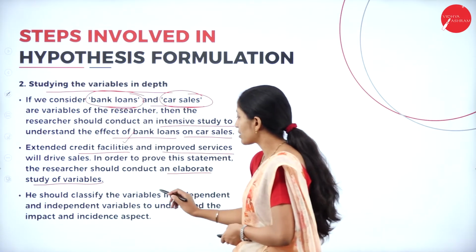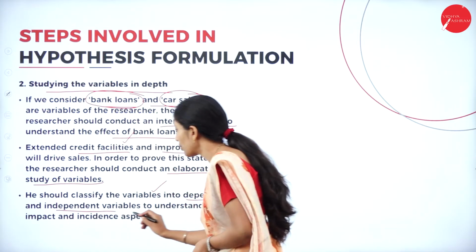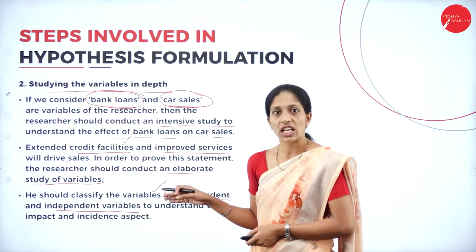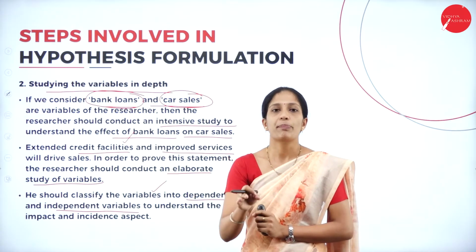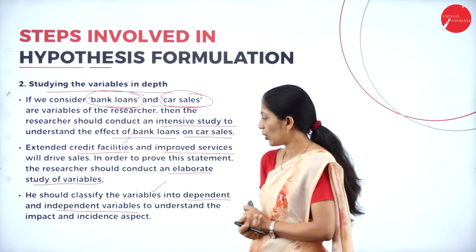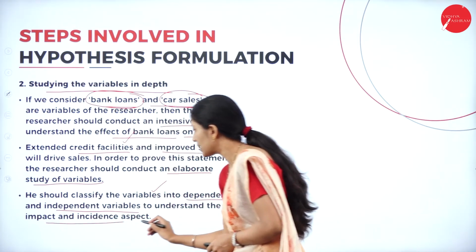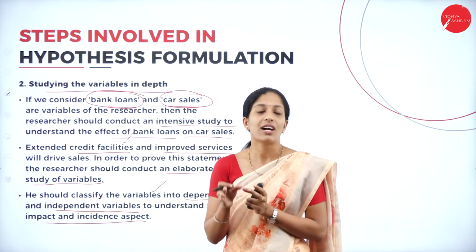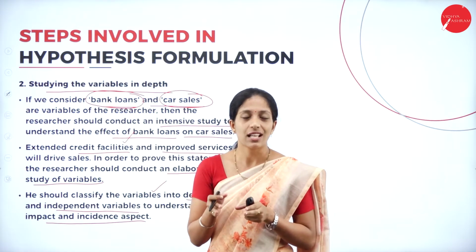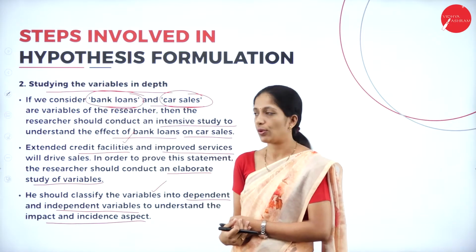So, he should classify the variables into dependent as well as independent variables. This is the stage where he divides the variables into dependent and independent variables to understand the impact as well as the incidence aspect. So, in the second stage, he will decide which is a dependent variable and which is an independent variable.